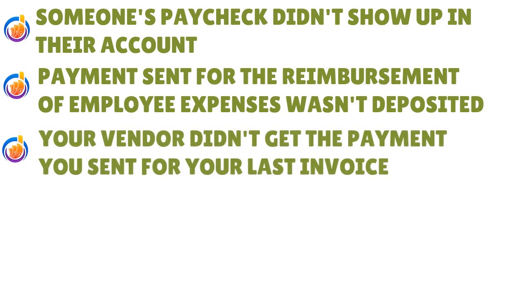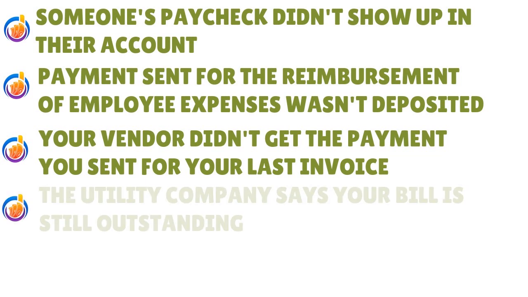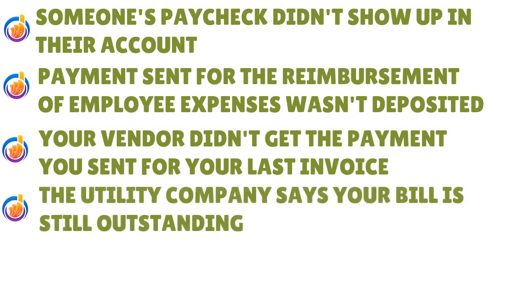Your vendor did not get the payment you sent for your last invoice. If you have a B2B relationship and you are paying a vendor, and the vendor is telling you, hey, listen, I did not receive the funds, this could be problematic. So this could be a cause for you to initiate an ACH transaction check. If the utility company says your bill is still outstanding, the last thing you want is the utility company to cut the provision of services, to cut your power or your water. You do not want to have that either at home or in the office.